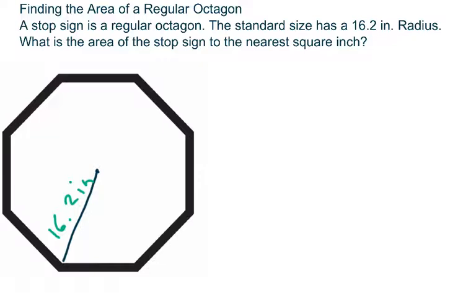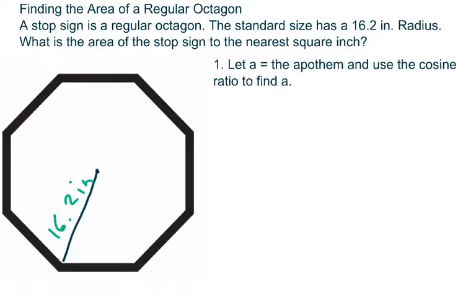In this video, we're going to be finding the area of a regular octagon. Our example states, a stop sign is a regular octagon. The standard size has a 16.2 inch radius. What is the area of the stop sign to the nearest square inch?